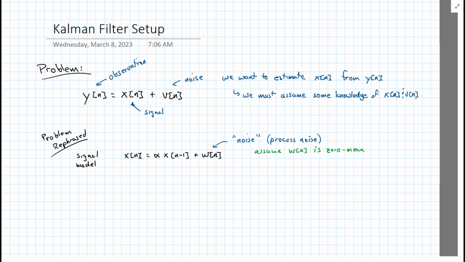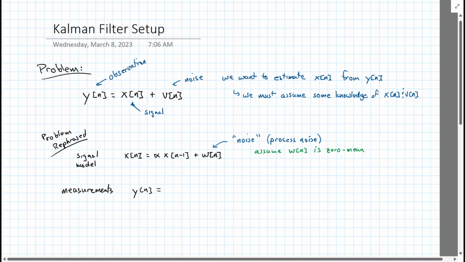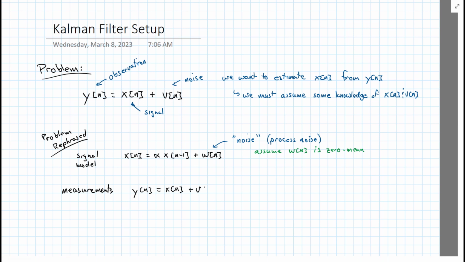Okay, so if we know that much, now we come along and we take our measurements. As discussed above, y of n is equal to x of n plus v of n. So now we have two noises. We're going to call this second noise, the v of n that we started out with, our measurement noise.